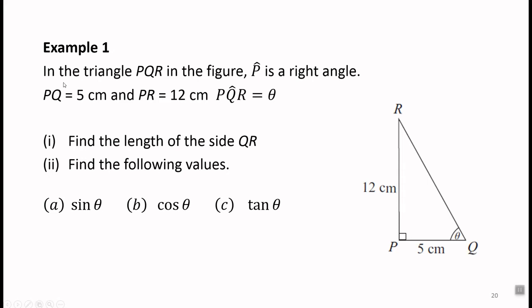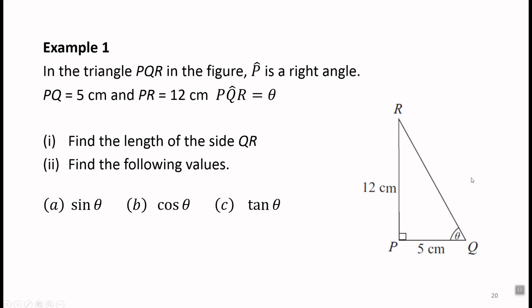Example. In the triangle PQR, P is a right angle, 90 degrees, PQ is 5 cm, PR is 12 cm, and angle PQR equals theta. Find the length of side QR. QR means the hypotenuse, so you need to find the hypotenuse. Then find the following values: sin theta, cos theta, tan theta.